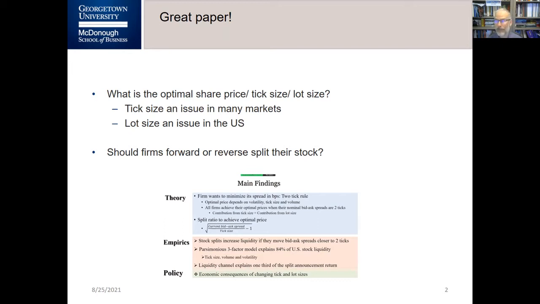In other words, what's the optimal tick size? What's the optimal lot size? If you're an issuer, what's the optimal nominal share price? These are issues in every exchange around the world. And the question, should the company do a forward split, a reverse split? Every issuer faces this question. And this paper develops a very tractable model that actually answers these questions. And I think it's really cool.